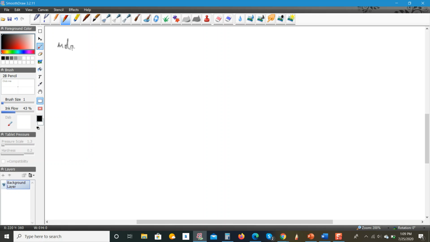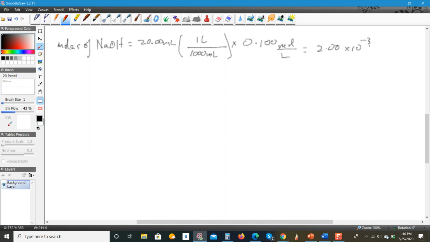So moles of sodium hydroxide will be equal to 20.00 mils times 1 liter over 1,000 mils times, now the molarity of course is 0.100 moles per liter. So according to my calculations, this works out to be equal to 2.00 times 10 to the minus 3 moles. All right, so that's in moles of sodium hydroxide. We already know that the moles of hydrochloric acid is equal to 0.100 moles.